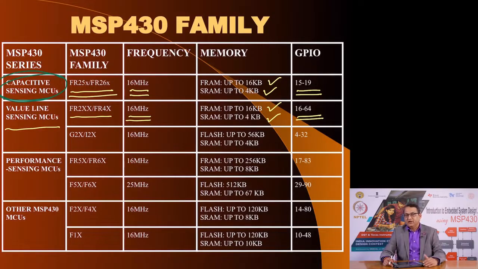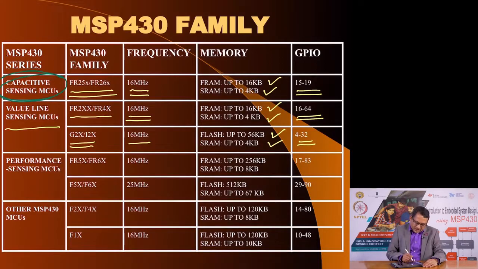So, you can expect that the packaging for this line of microcontrollers would be large. And the G series, and incidentally we are going to use the G series of microcontrollers in our experimentation. They can also operate up to 16 megahertz. They do not have FRAM, instead they have flash memory, and you can have up to 56 kilobytes of flash memory and up to 4 kilobytes of SRAM, and the number of input output pins available in this series, you can have from 4 pins to 32 pins.